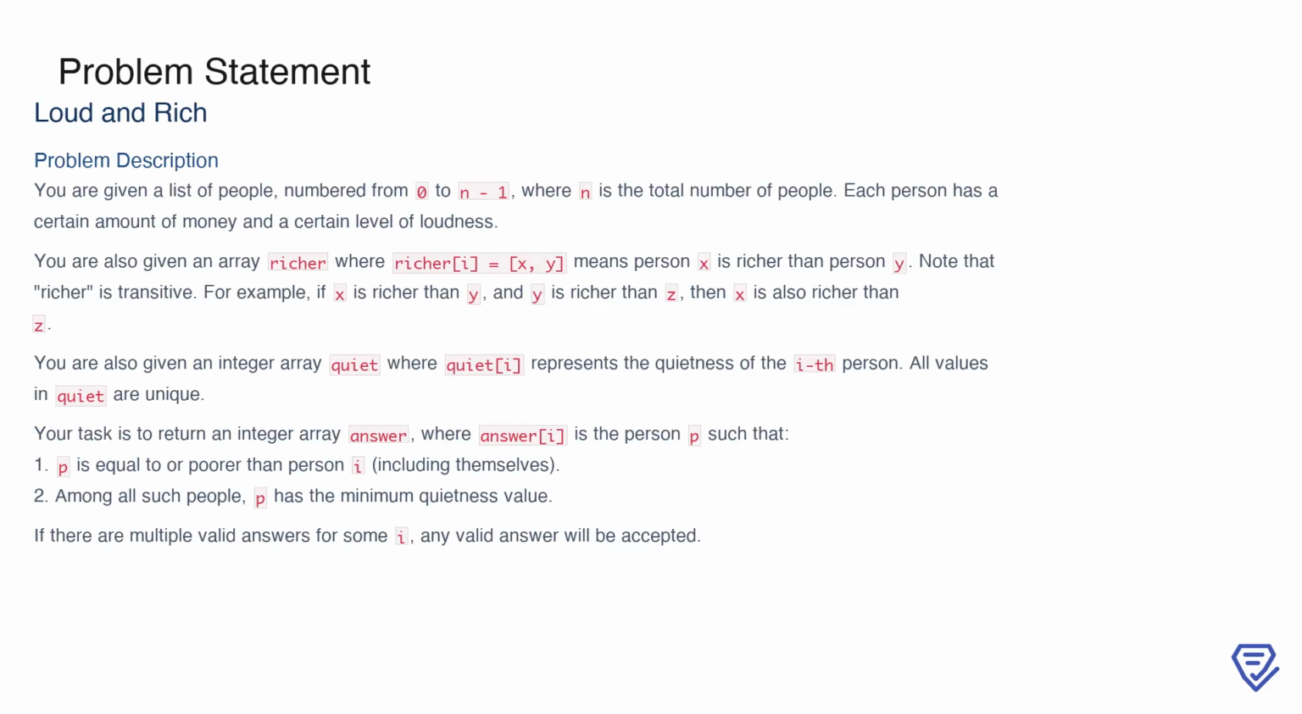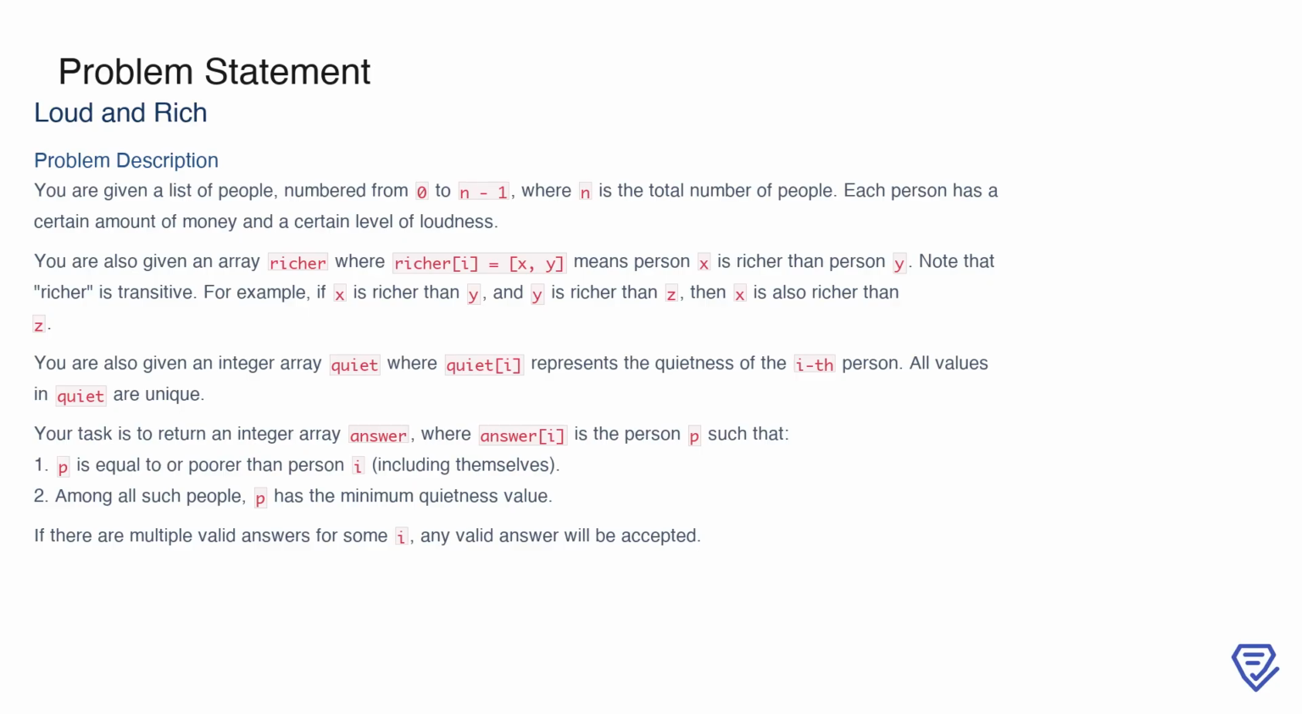The problem Loud and Rich introduces us to a group of people numbered from 0 to n-1, where n represents the total number of people. Each person in this group has a certain amount of money and a specific level of loudness. To represent the relationships between these people, we are given an array called richer. In this array, each element is a pair x, y, which means that person x is richer than person y. Importantly, this relationship is transitive. For example, if person x is richer than person y, and person y is richer than person z, it implies that person x is also richer than person z.